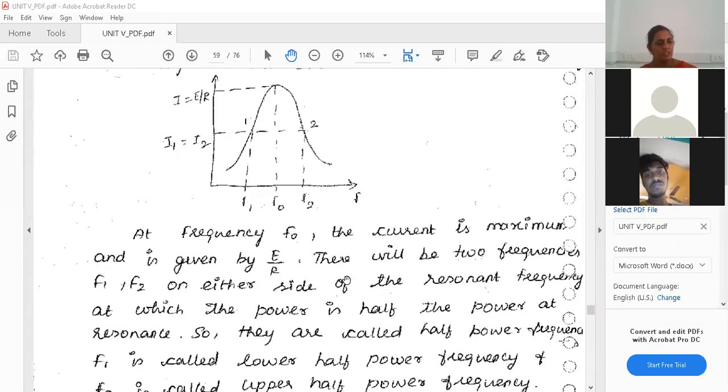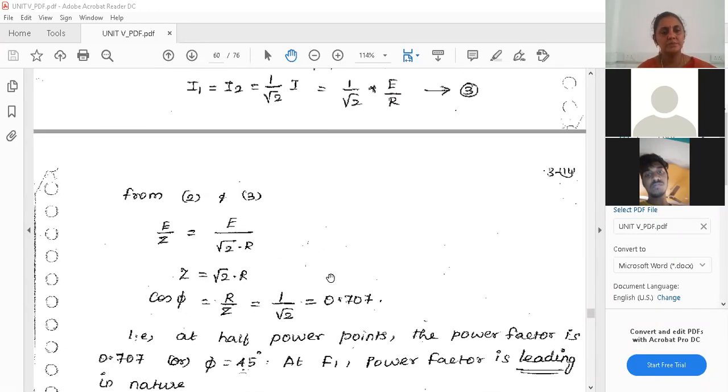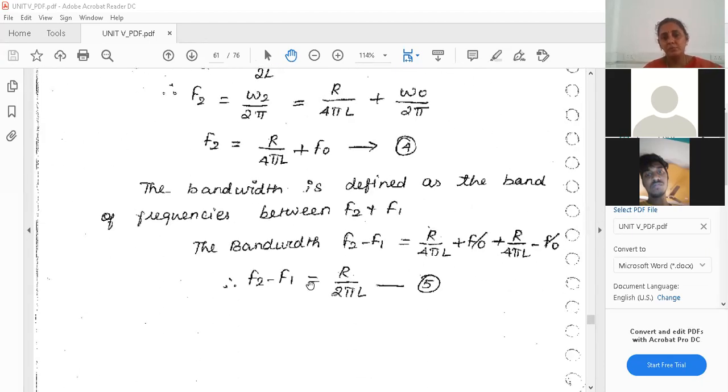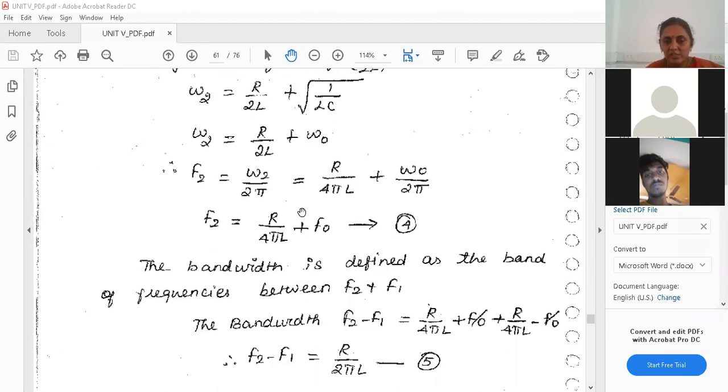Next, we will be dealing with the quality factor. This derivation is very, very important. They will ask you to derive the value for bandwidth. This derivation is very, very important.